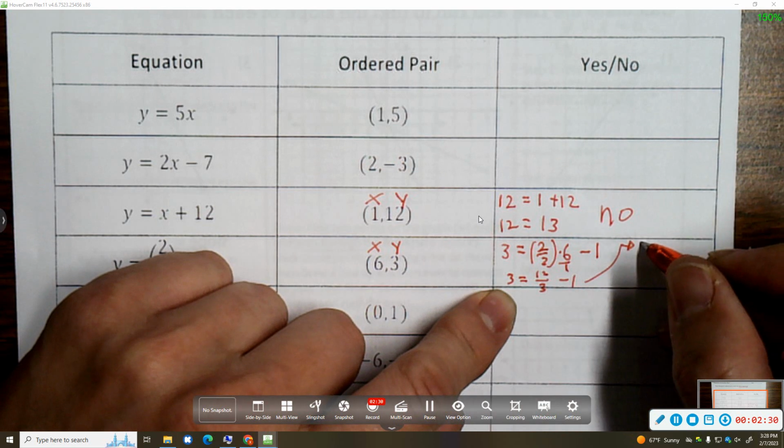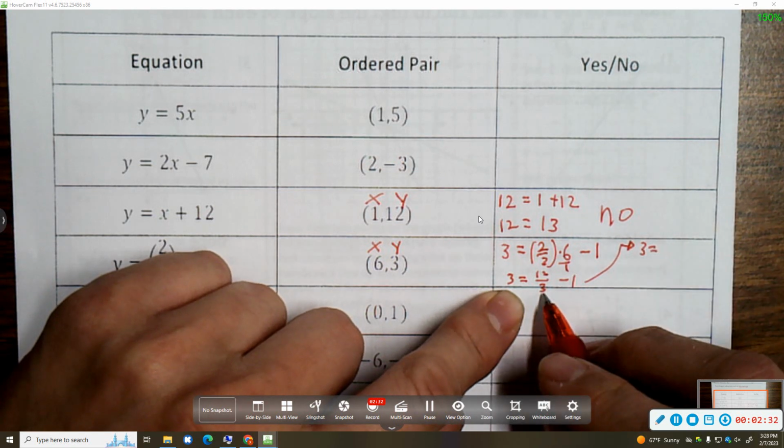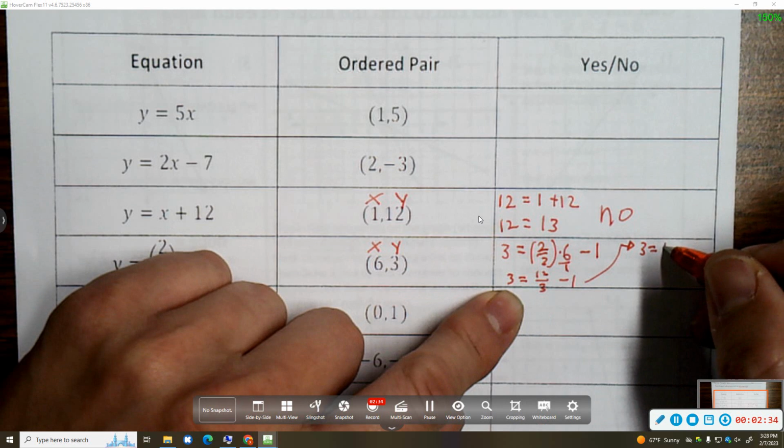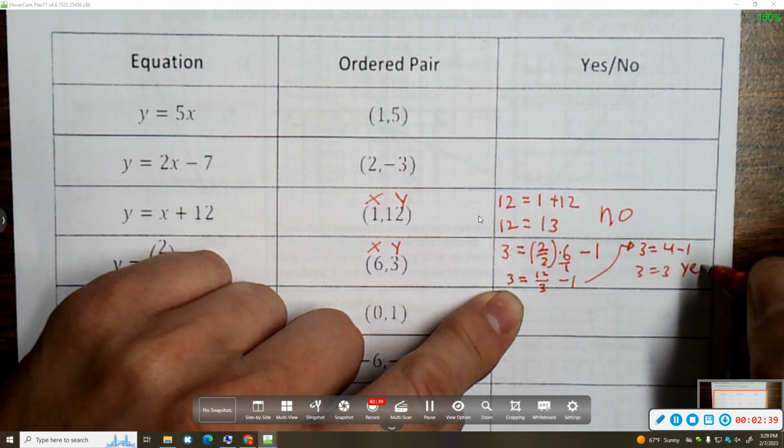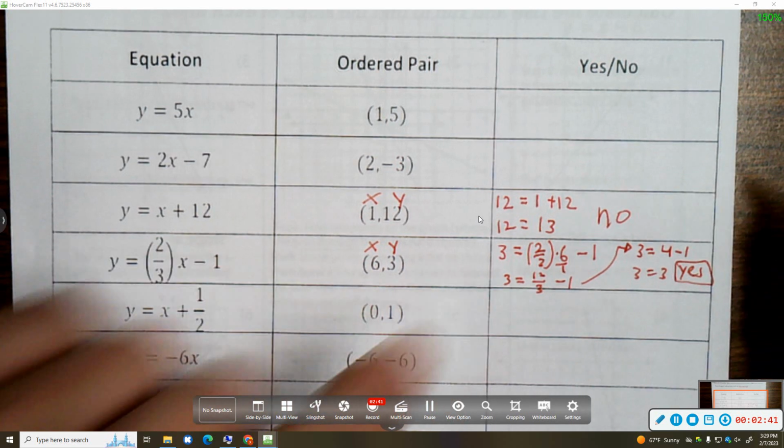So 3, does that equal 12 over 3 minus 1? 12 over 3 is 4. 4 minus 1. Oh, yes. So my answer is yes. So your answer is yes or no.